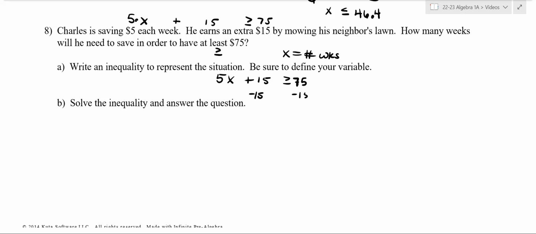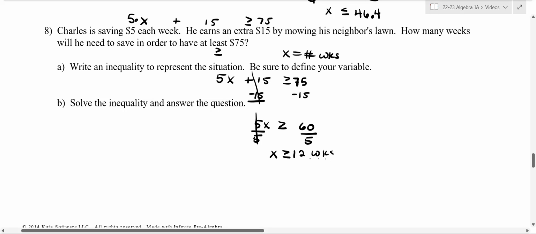All right, so now we're going to solve. Minus 15, minus 15. 5x greater than or equal to 60. Dividing both sides by 5. x is going to be greater than or equal to, what's that, 30? My bad. 60 divided by 2 would be 30. 60 divided by 5 is 12. So 12 weeks. So x has to be 12 weeks or more in order for him to save at least $75 during the summer. Sound good? All right.